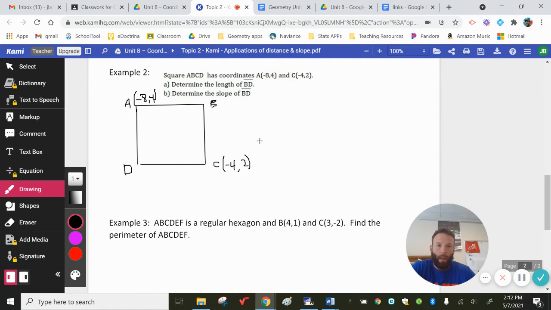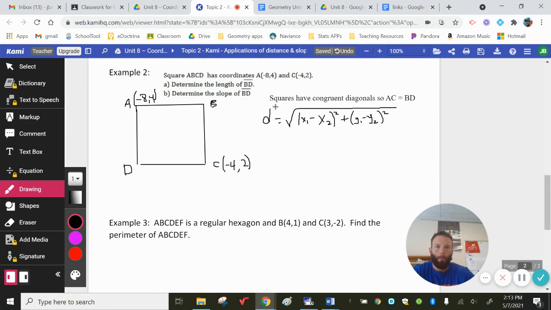So let's go ahead with the distance formula. I'm going to find the distance from the point A to the point C. And since squares have congruent diagonals, the distance from A to C will be equal to the distance from B to D.